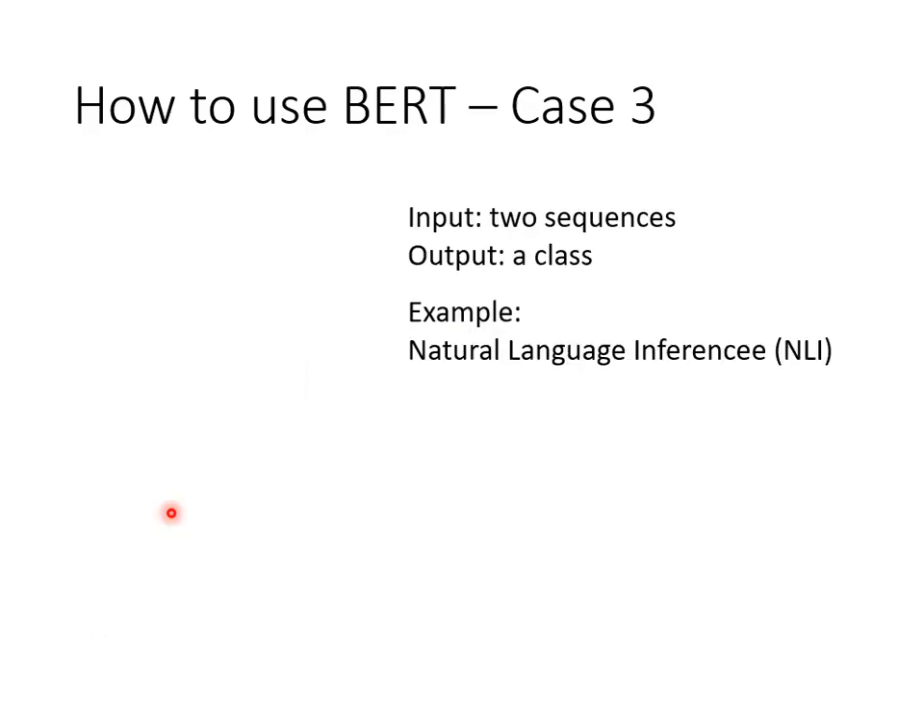In case 3, the model takes 2 sentences as input and outputs a category. Of course, the examples that we show here belong to natural language processing. However, you can change these examples into other tasks. For instance, you can change them into speech tasks, or into computer vision tasks.